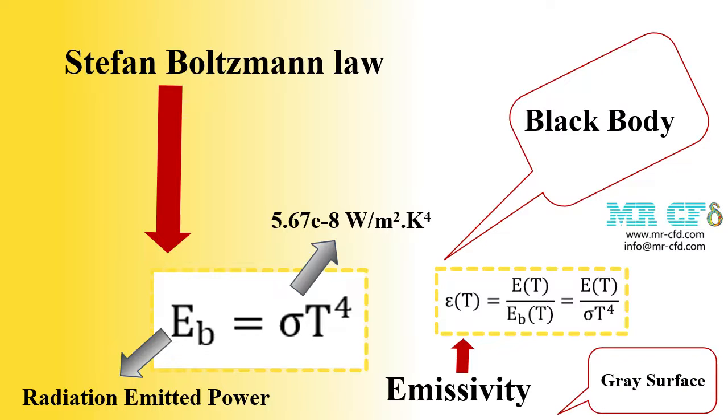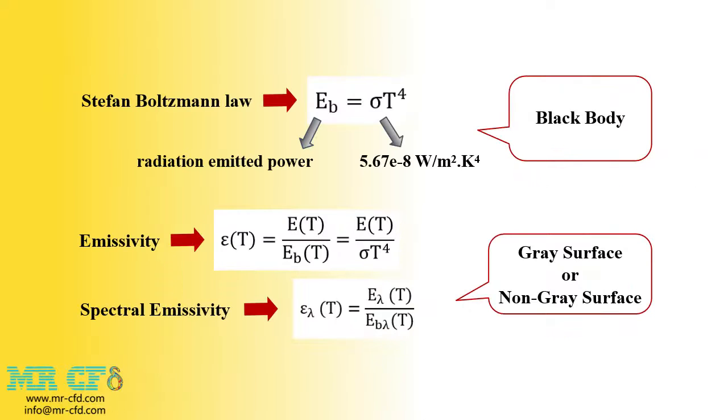Now we go to the concept of gray and non-gray radiation. Gray radiation occurs when the radiation properties are independent of the radiation wavelength, while in non-gray radiation, the radiation properties depend on the wavelength. So, in the case of gray radiation, the emission is strongly dependent on the temperature, while in the case of non-gray radiation, it is also dependent on the wavelength, and the emissivity is expressed as a spectral emissivity. In other words, it can be said that in gray mode, energy emission occurs at any wavelength, while in the non-gray mode, the energy emission takes place in a specific range of wavelengths.